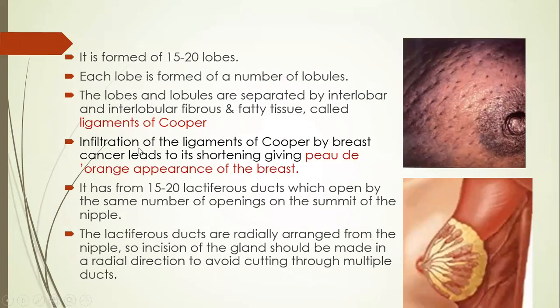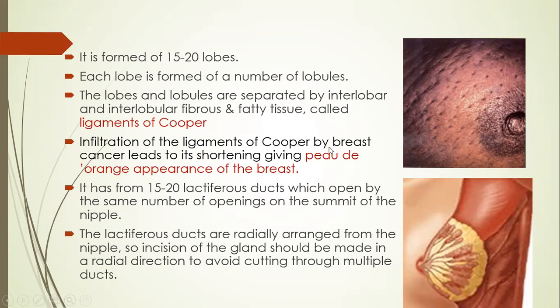These are very important because in cancer of the breast, carcinoma of the breast, infiltration of these ligaments will lead to a condition called peau d'orange, an orange-peel appearance. If you see here, the skin looks as though it has the skin of an orange. This is because of the infiltration of the carcinoma over the ligaments of Cooper, which will pull the skin inwards and make it look like the skin of an orange.